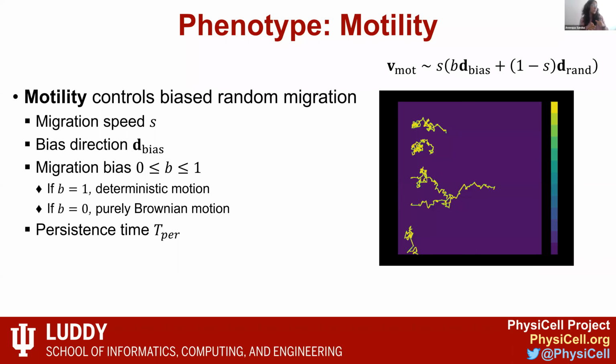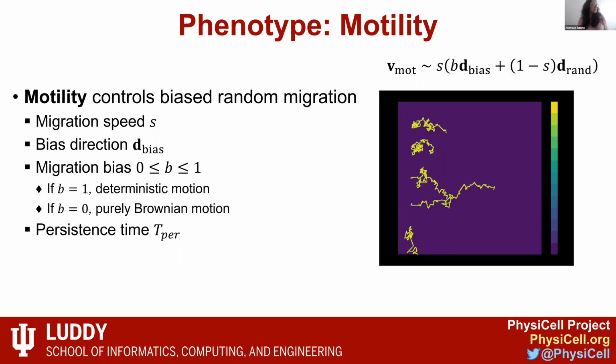So all these concepts can be modeled using the motility part of the phenotype. The important parameters for motility are: first, migration speed, how quick or how slow you want your cell to move. Then there is bias direction. Bias direction is basically your chemotaxis direction, which chemical you want to move towards, and that will give us the bias direction. And then we have migration bias value. This migration bias value is how much importance is given to that chemical.